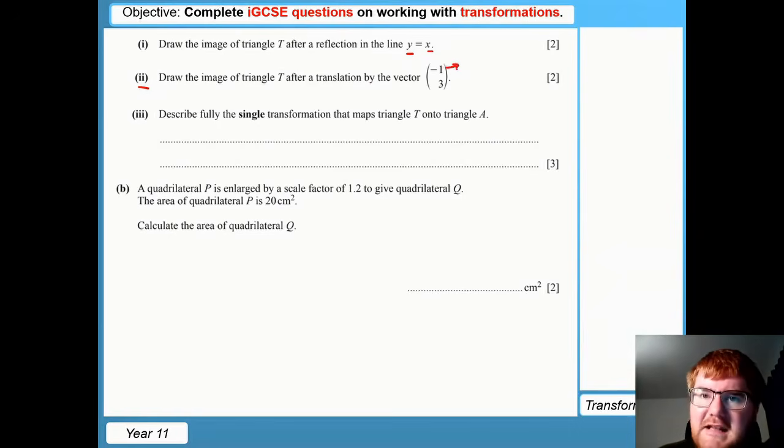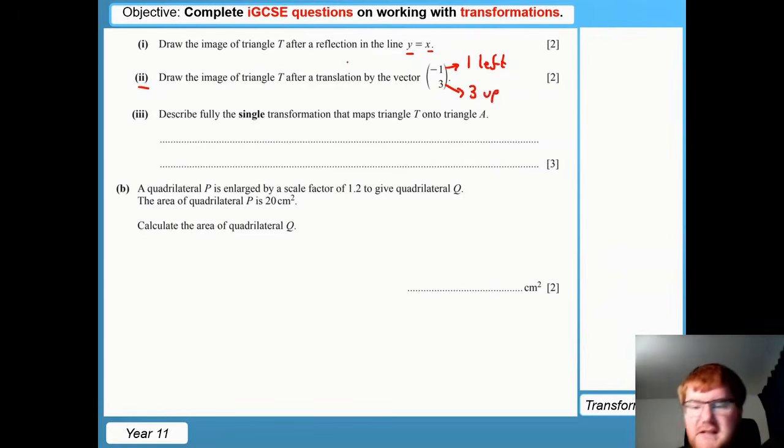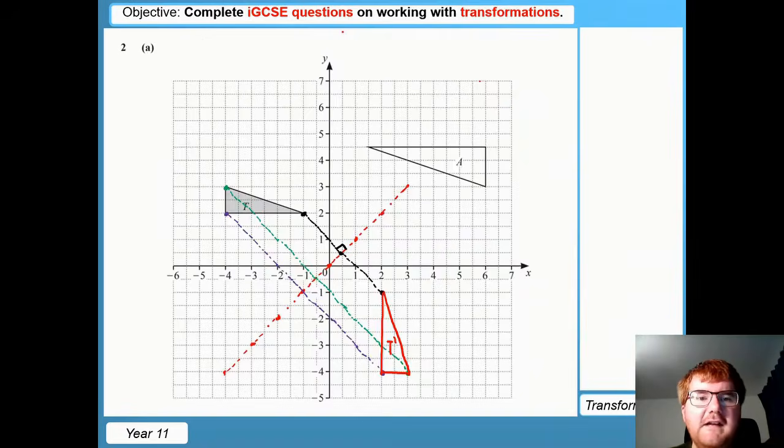Remember, the top number indicates left or right. Because it's a negative, we are going to go 1 left. And the bottom number indicates up or down. Because this is positive, we're going to go 3 up. So we're going to take triangle T, and we're going to move it 1 left and then 3 up. Okay, I've got some space in my diagram, so that's fine.